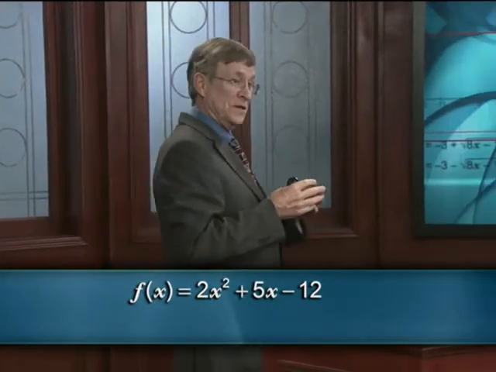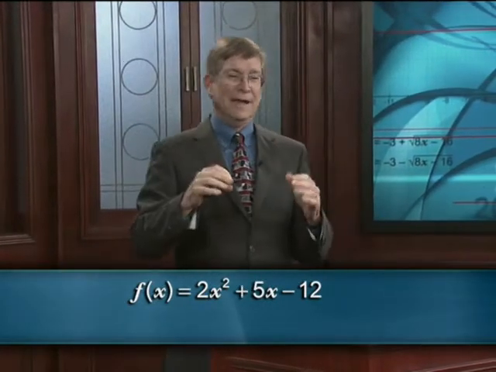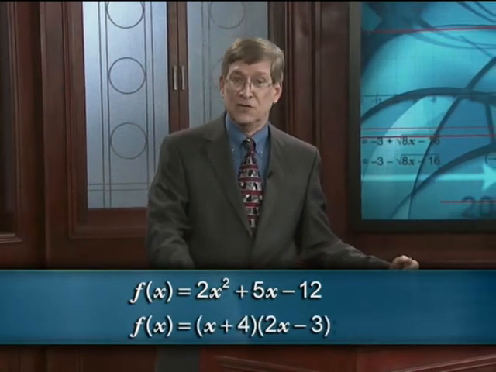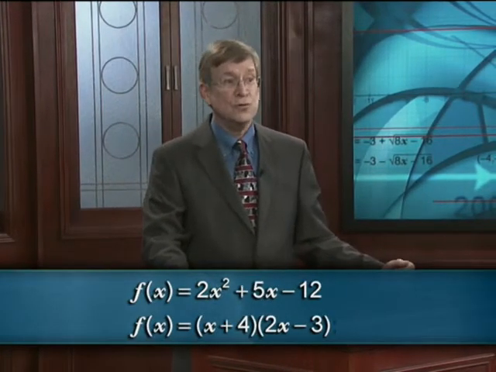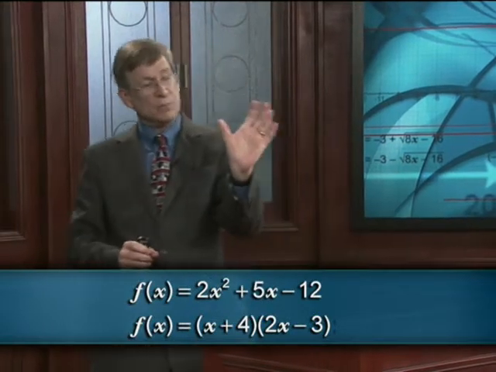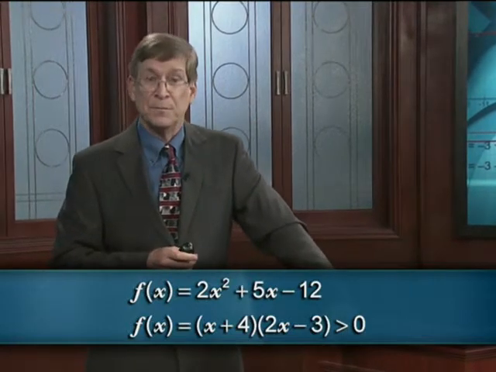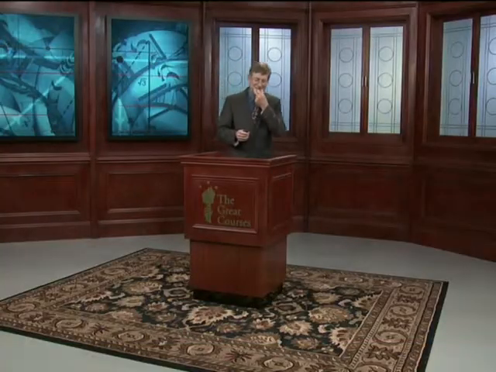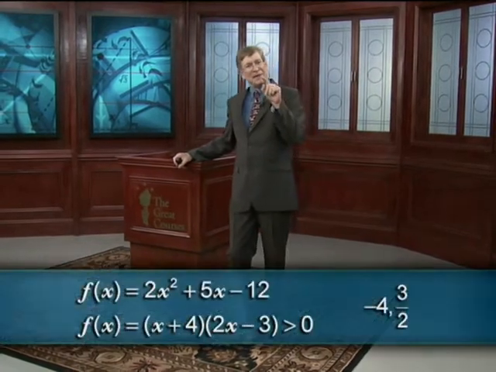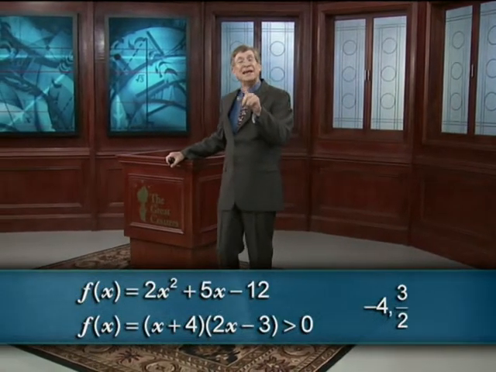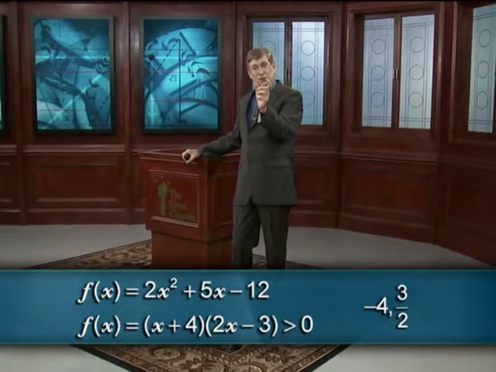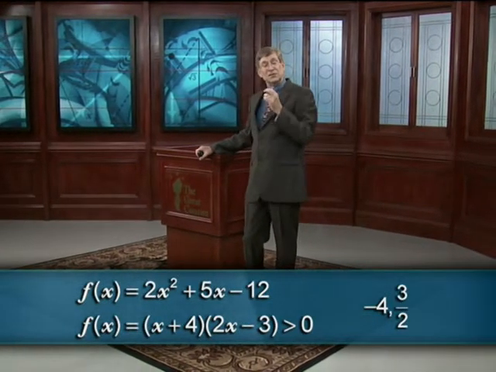Well, here's one way to attack it. Take that parabola and factor it. It turns out to factor nicely as x plus 4 times 2x minus 3. And I want that product of those two factors to be greater than 0. That's my goal. Well, let's think about this. When is that expression equal to 0? It's equal to 0 at minus 4 and at 3/2. Minus 4 makes the first term 0, and 3/2 makes the second term 0. Those are kind of the key points here.